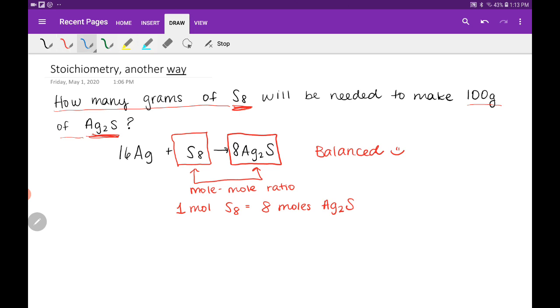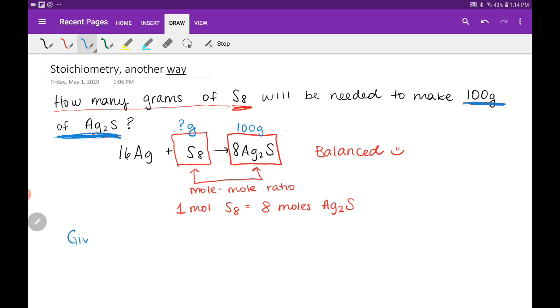Okay, the other piece of information that we can get is the given. So we know that we are starting this process with 100 grams of Ag2S. So we know that we have 100 grams of this, and we want to figure out how many grams of S8 that we can use. So really, we're not going to be able to compare these through any other way than the mole-mole ratio, and that's the key tenet of stoichiometry.